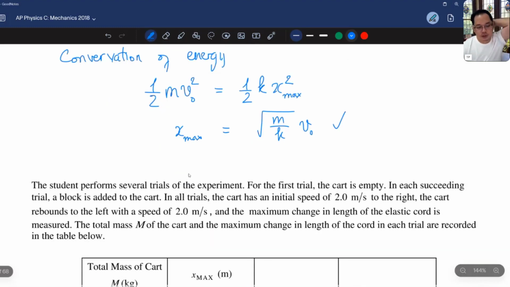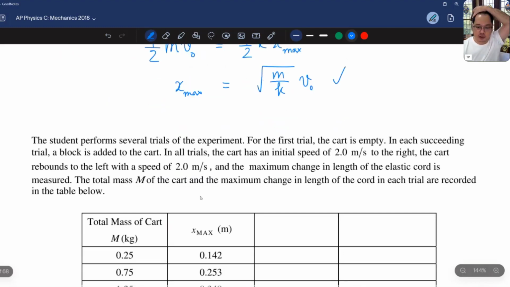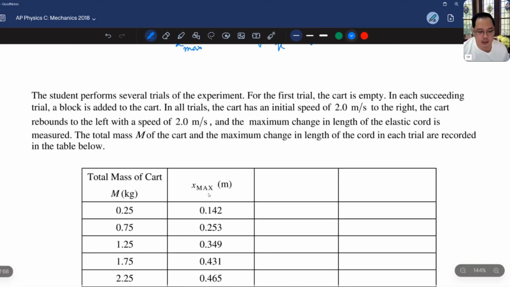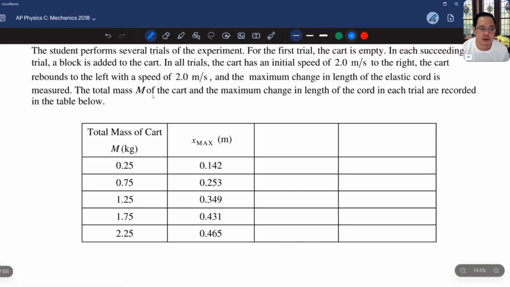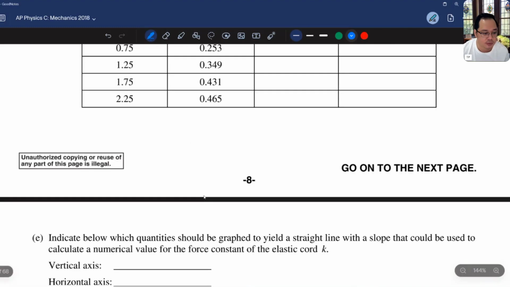The student performed several trials and experiments. For this trial, the cart is empty. In each succeeding trial, a block is added to the cart, changing the mass. In all trials, the cart has initial speed 2 meters per second to the right. The cart rebounds to the left with a speed of 2 meters per second, meaning the same speed but opposite direction. And the maximum change in length of the elastic cord is measured. The total mass of the cart and the maximum change in the length of the cord in each trial are recorded in the table below.